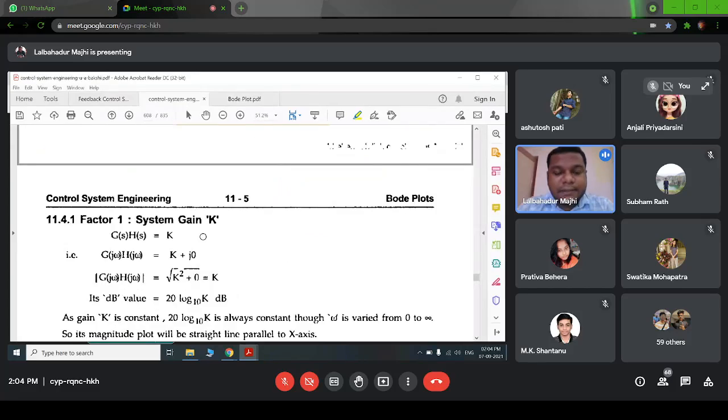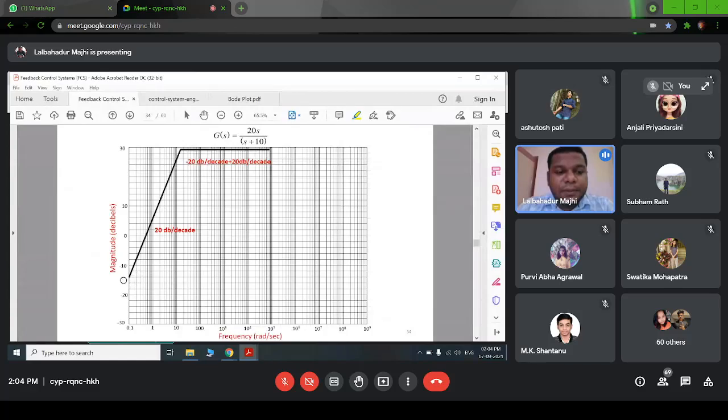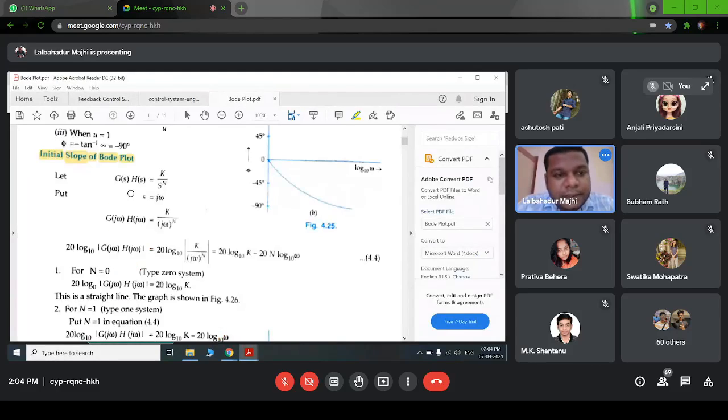Because in this magnitude plot, we don't know from which point it will start. So we have to find at which point it will start. We know for a pole it will be minus 20 dB per decade, and for a zero it will be plus 20 dB per decade. But we have to find out this starting point. So let's see the initial slope of the Bode plot.